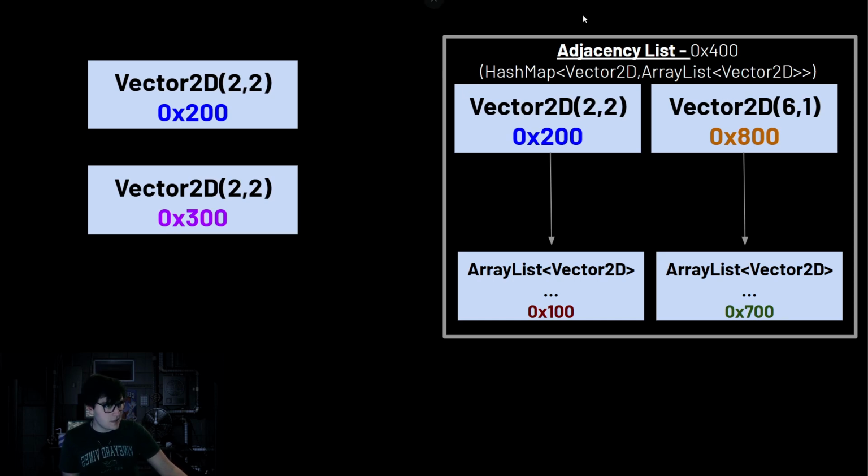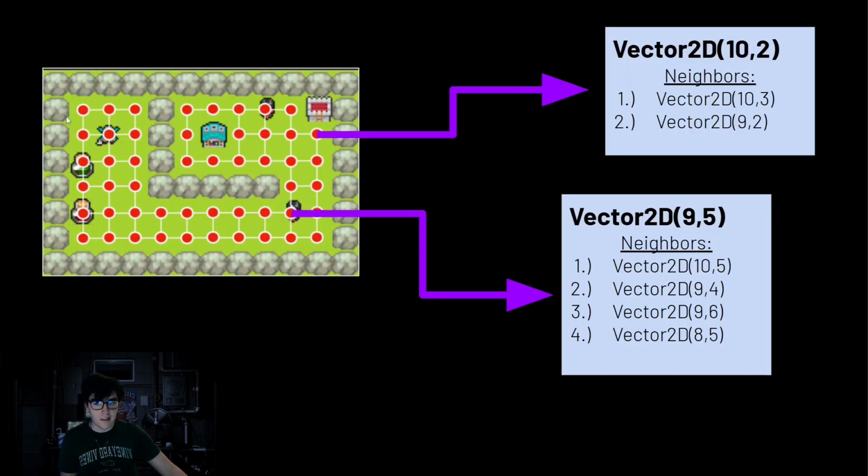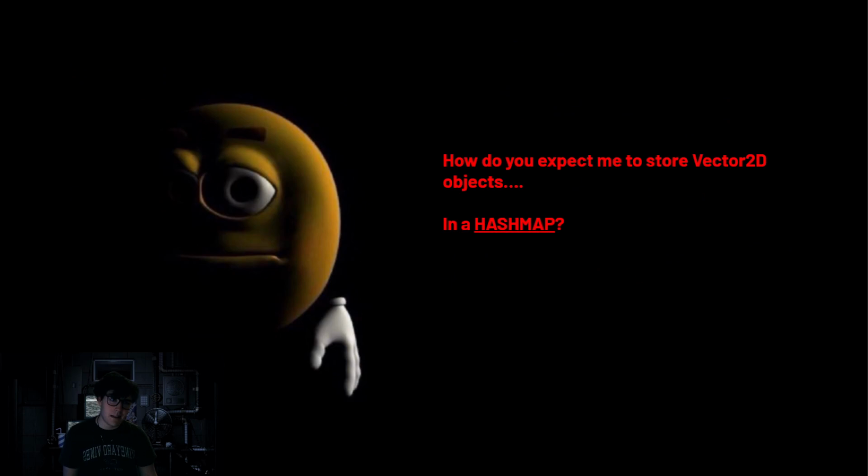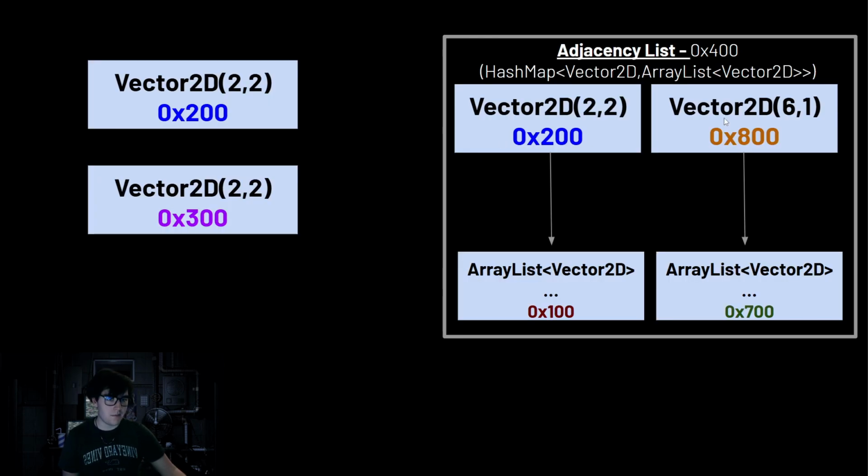We have two entries, two vectors. In reality, all the entries for this adjacency list would be equivalent to the number of red dots that we have here, because these red dots are the vertices in our graph. But just for this example and the small slide, I'm not putting all those on there. Let's say we have two Vector2Ds in our adjacency list, and they map to some list of vectors that are their neighbors, as is the definition of the adjacency list.